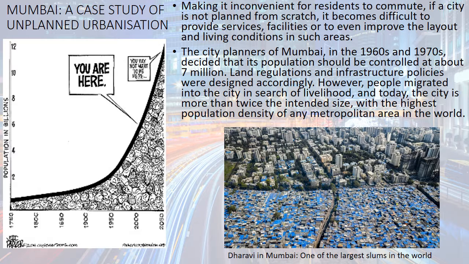The city planners of Mumbai in 1960s and 70s decided that its population should be controlled at about 7 million. Land regulations, infrastructure policies were decided accordingly. However, people migrated into the city in search of livelihood, and today the city is more than twice the intended size, which is the highest in population density of any metropolitan city in the world.